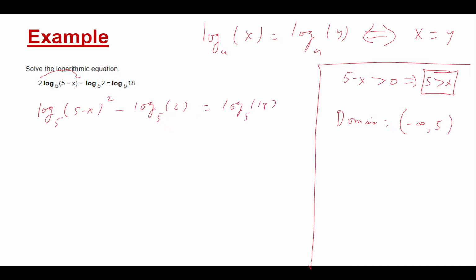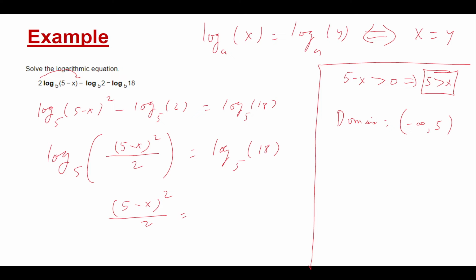And now, because there is a negative sign, you can use the quotient rule, which is log base 5 of (5 minus x) whole squared over 2 equals log base 5 of 18. Because they have the same log function with the same base, we can just cancel the log function, and we can write down (5 minus x) whole squared over 2 equals 18. So 2 times 18 is 36. Okay, so I can write this as (5 minus x) whole squared equals 36.